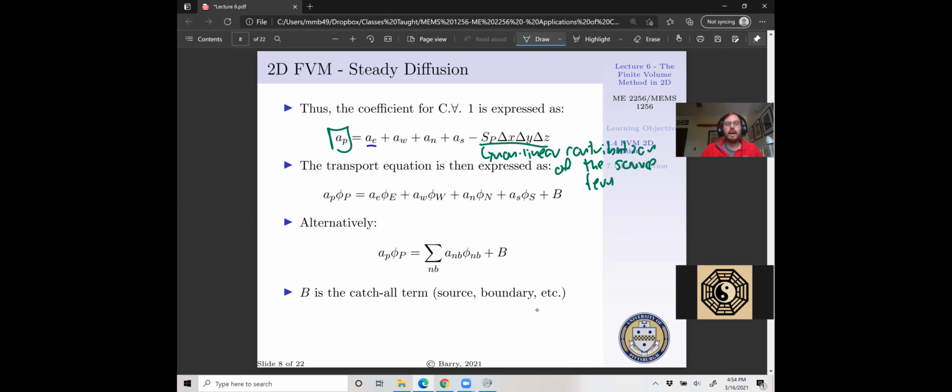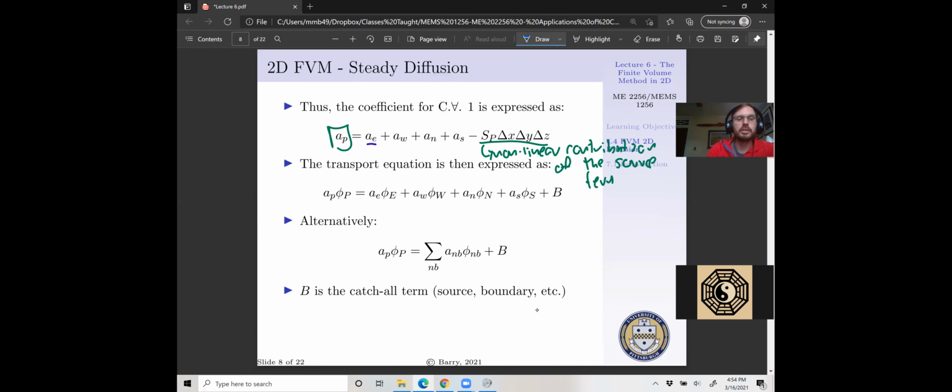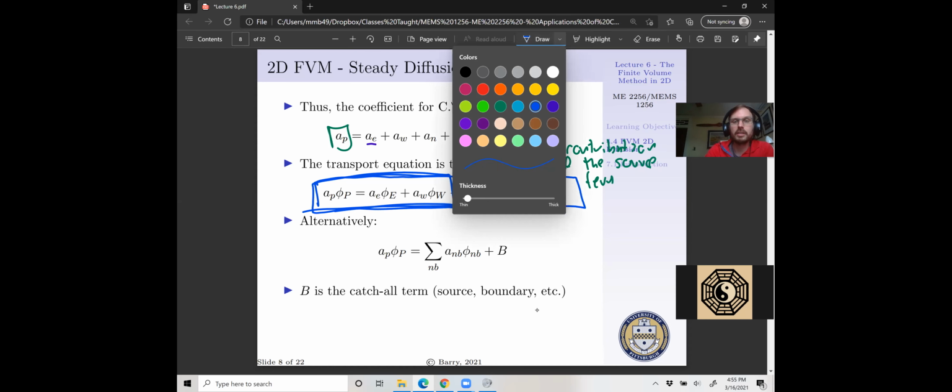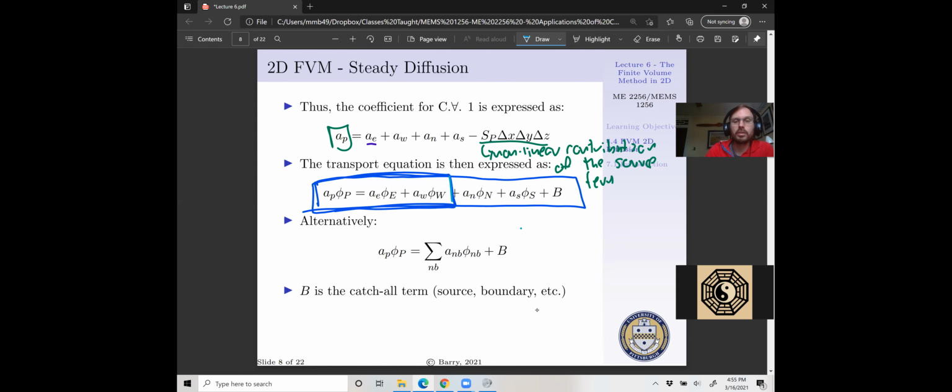So once we do all that, our general scalar transport equation for 2D diffusion for steady state is going to be expressed as this. We'd have AP Vp is equal to A east V east plus A west V west. All of this looks really familiar right now, right? And the only thing we did is we tacked on A north times V north plus A south times V south. And then we added B, which was just our constant source term, times our differential volume.